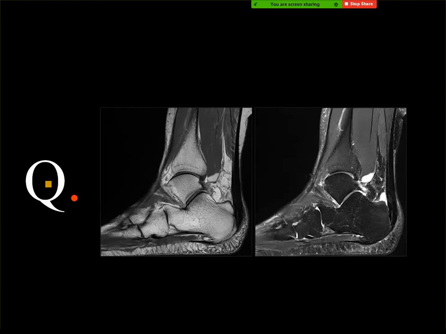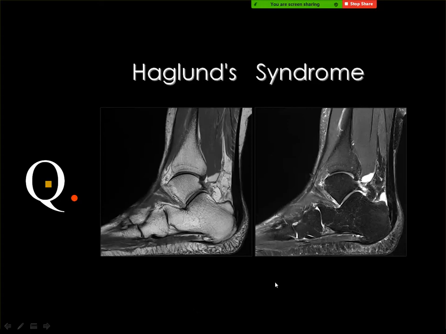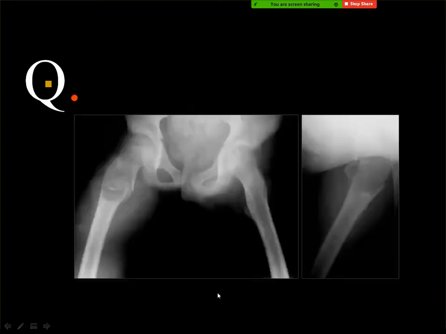Is it tendinitis for Achilles tendon or what? Yes, and this is Haglund syndrome. You get the three components of the syndrome: Achilles tendinosis and the fluid signal anterior to the Achilles tendon in the retrocalcaneal bursa, and the subcutaneous fluid signal as well. And these are the three components of Haglund syndrome.